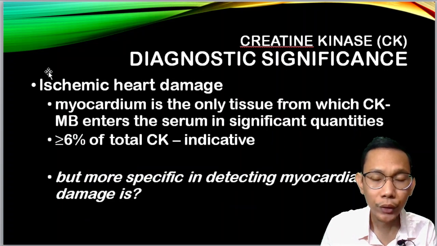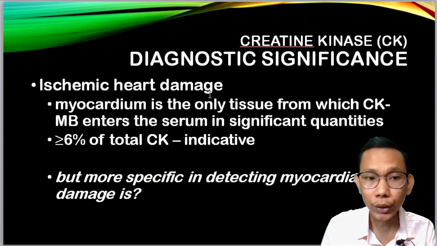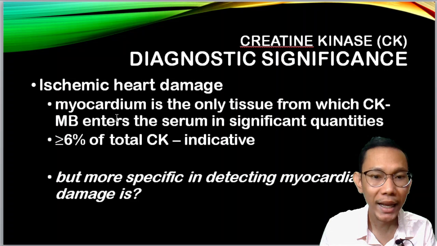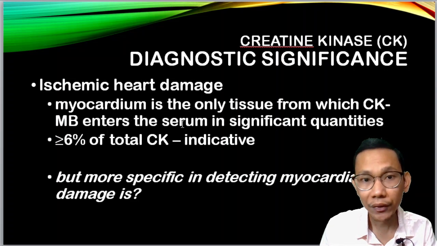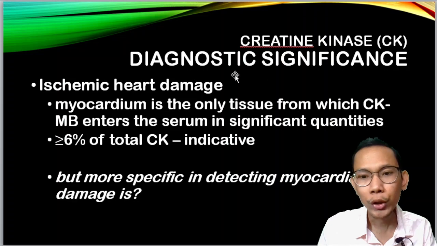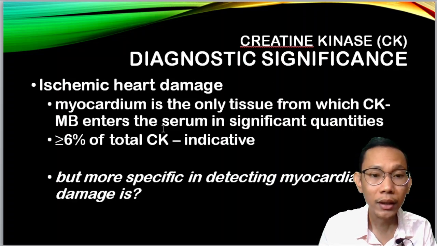Other disorder, we have your ischemic heart damage. Myocardium is the only tissue from which CKMB enters into the serum in significant quantities. Greater than 6% of your total CK is indicative of ischemic heart damage. So your CKMB is more specific towards your ischemic heart disease.